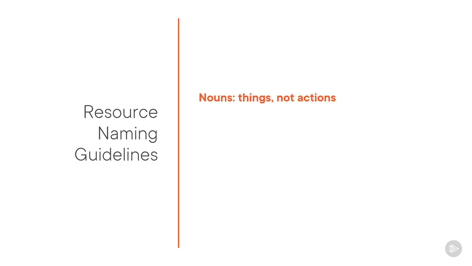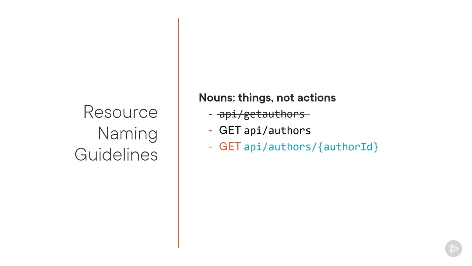A resource name in a URI should always be a noun. In other words, a URI should refer to a resource that is a thing instead of referring to an action. The action, that's the HTTP method. So we should not create a getAuthors resource. That's an action. We should create an authors resource. That is a thing, conveyed by a noun, and use the HTTP GET method to get it. To get one specific author, then we append it with a / and the author ID.